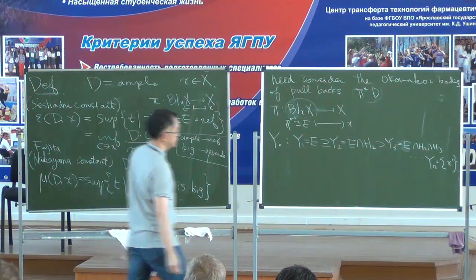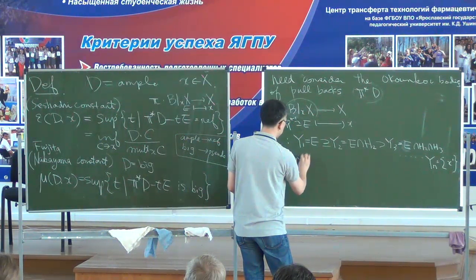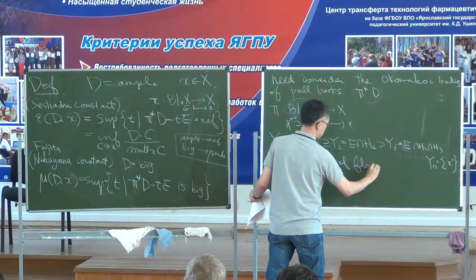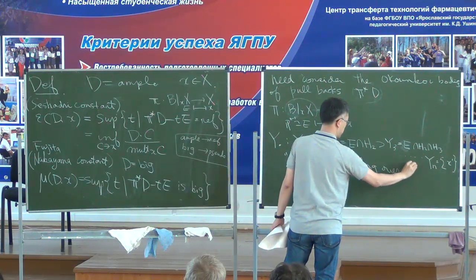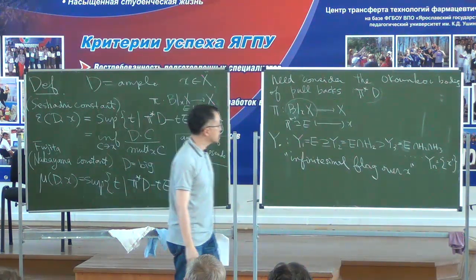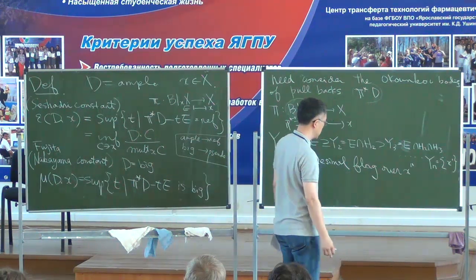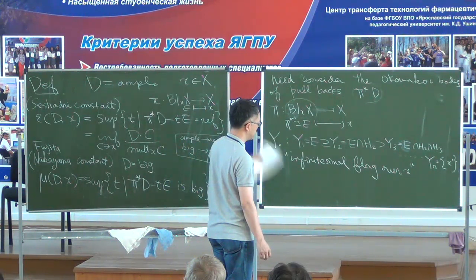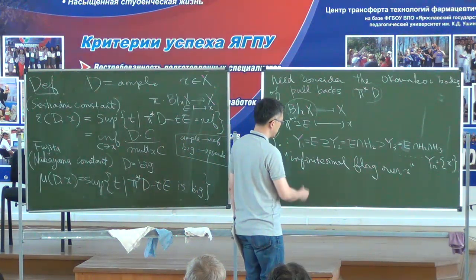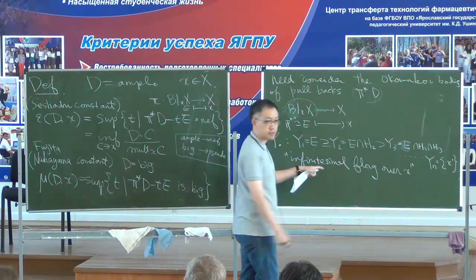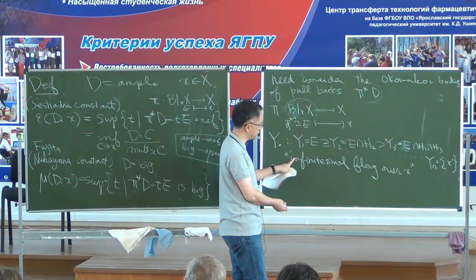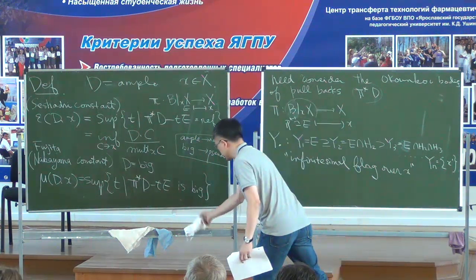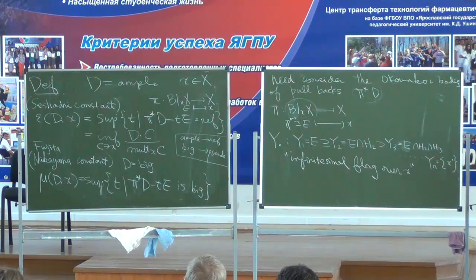And this type of flag is called the infinitesimal flag over X. So the image of the whole flag is just X. Everything collapses to X. So this is called the infinitesimal flag, and we are going to use this flag. And we need one more step.